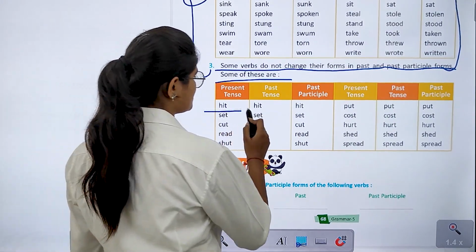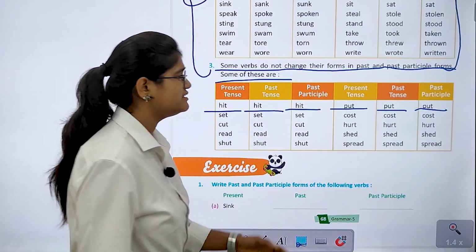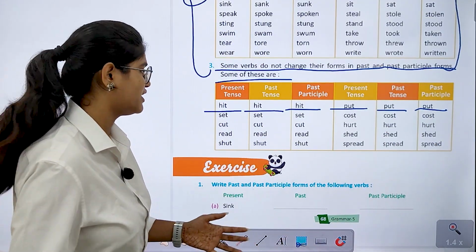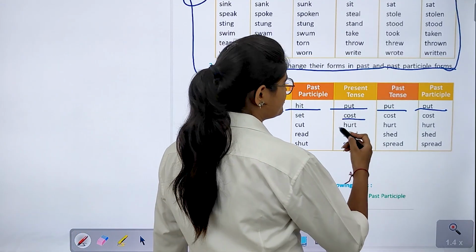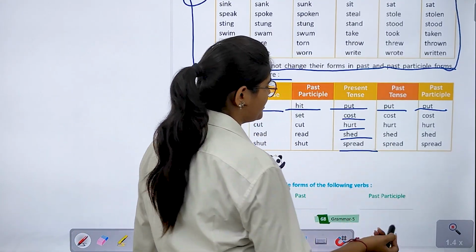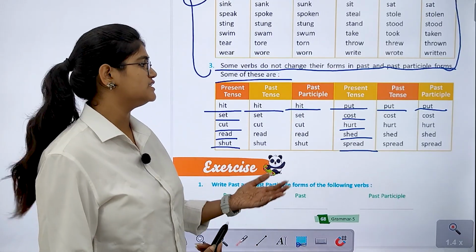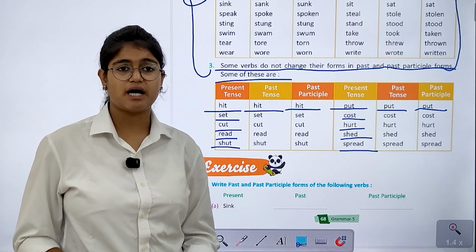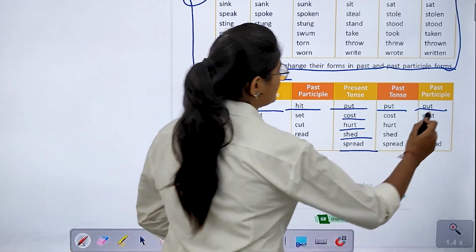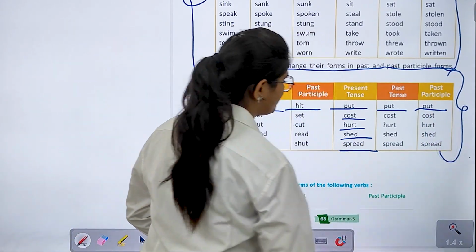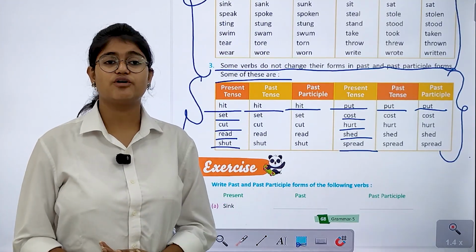They are hit, hit, hit, put, put, put. They remain same in all the forms, right? Just like set, cut, read, shut, cost, hurt, shed, spread. All these are the verbs that do not change their form either in the past or in the past participle tense, right? So these are the examples of some verbs that do not change their forms. You all are insisted to read them as your homework.